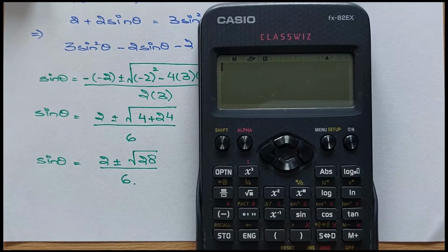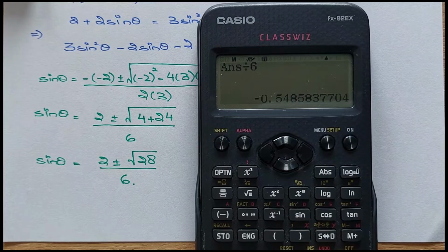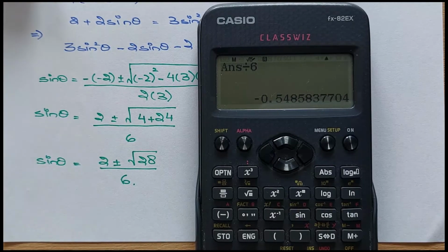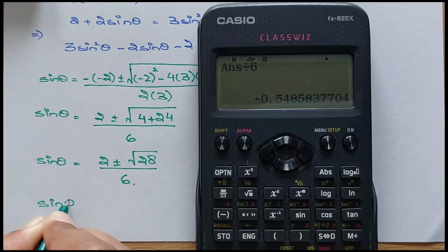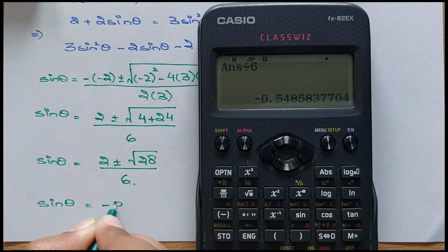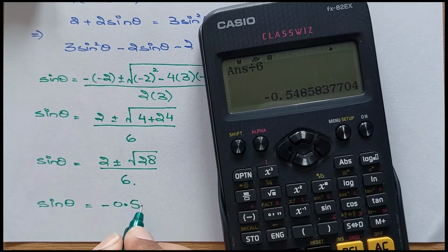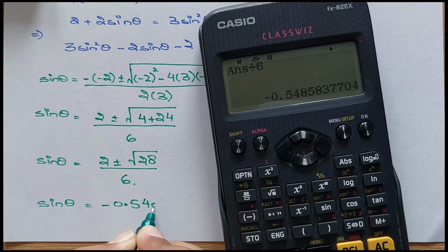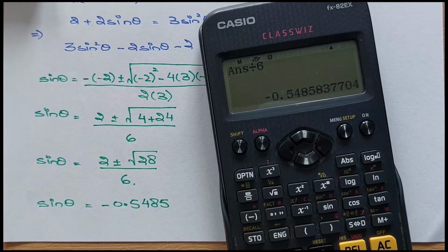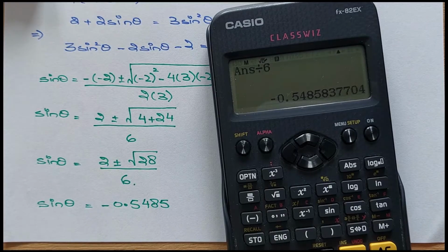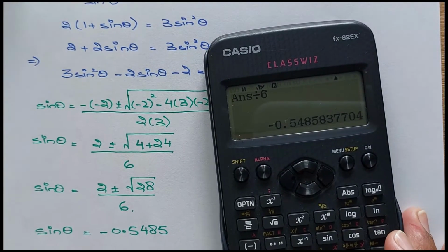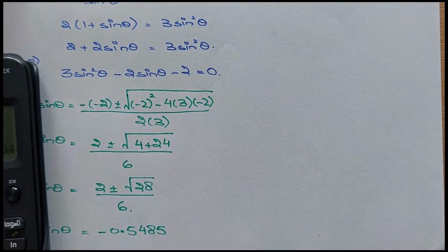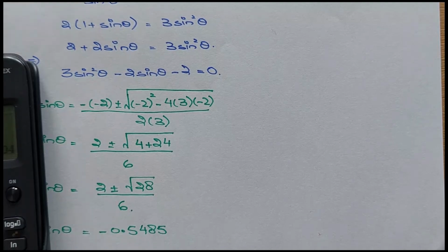Okay, so 2 minus square root of 28 divided by 6 is negative 0.5485. So we can take sine theta equals minus 0.5485, right? So sine is negative in which quadrants? We need to find the quadrants first. So let me draw the quadrants.